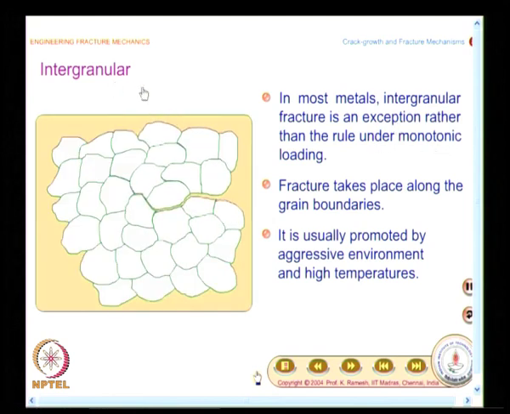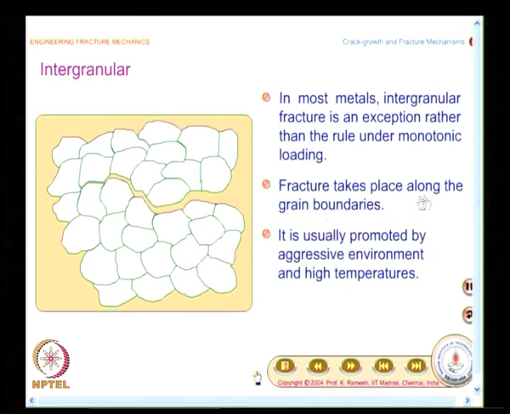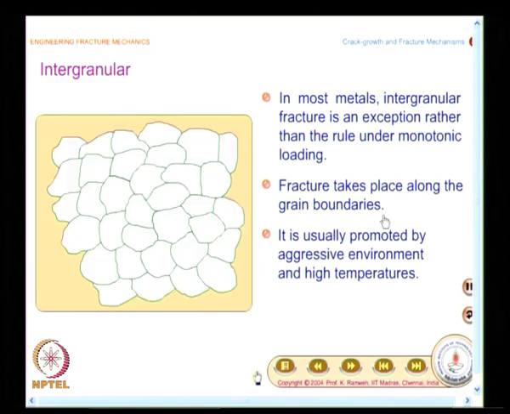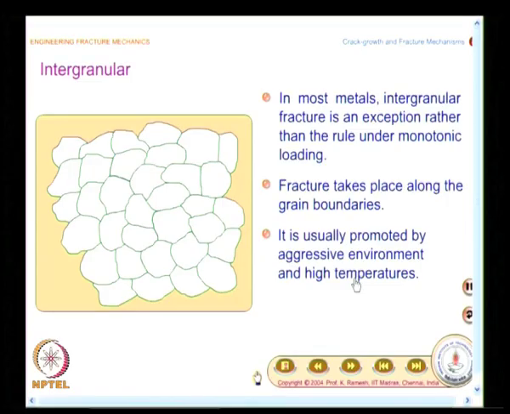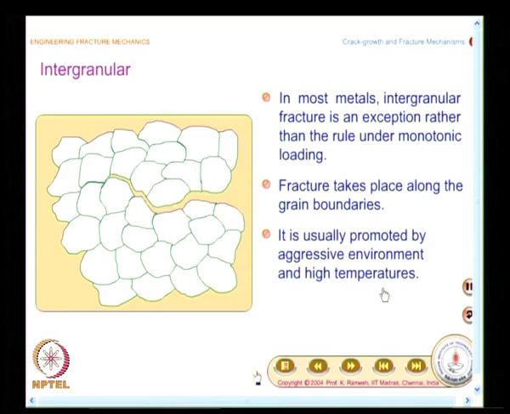In the case of intergranular fracture, it takes place along the grain boundaries, and this is usually promoted by aggressive environment and high temperatures. We have already seen some of these in the context of crack growth. In the case of fracture also, aggressive environment and high temperatures induce an intergranular type of fracture.